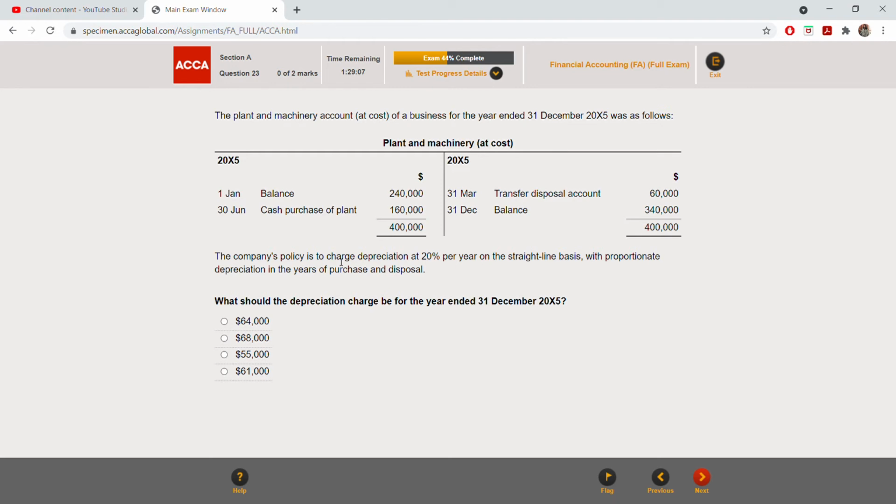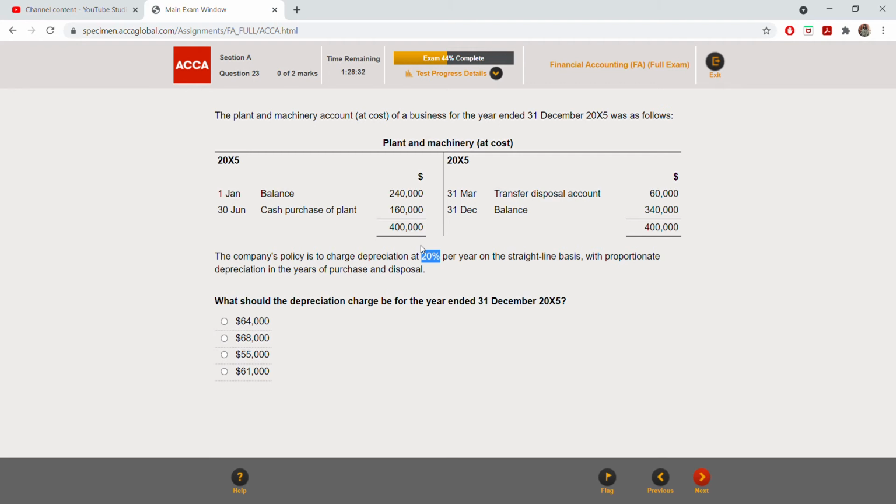So depreciation you have to take on this 240,000 before disposing, until the date of disposal. You're disposing it on 31st March. Remember that. So for the first 3 months, 1st of January to 31st March, January, February, March, you are depreciating this 240,000. At what percentage? At 20%, straight line basis. So 20% into 240 into 3 months will be 12,000.